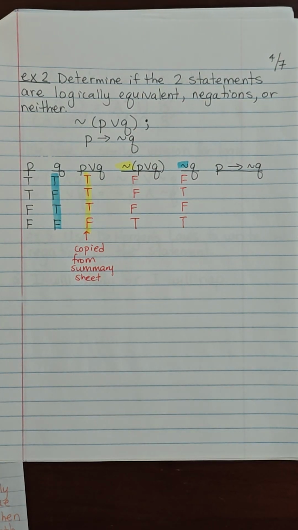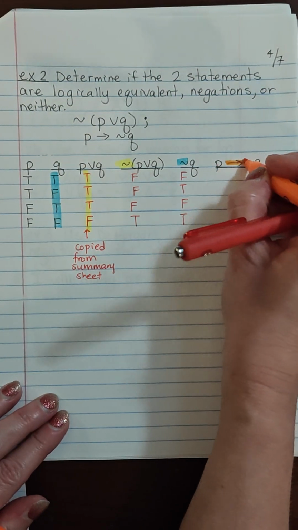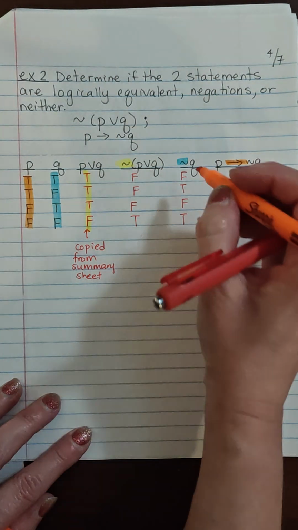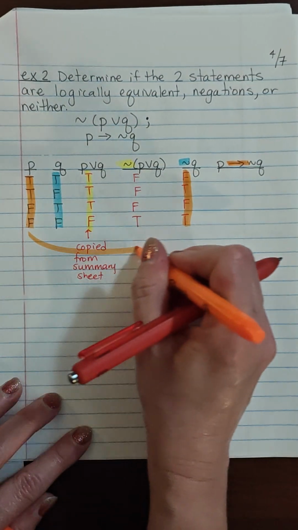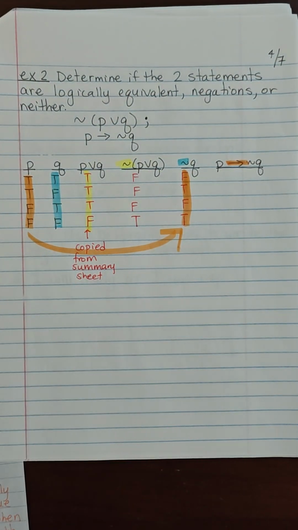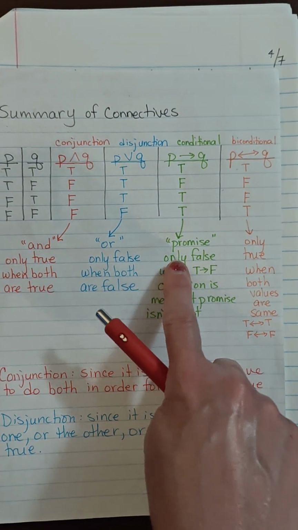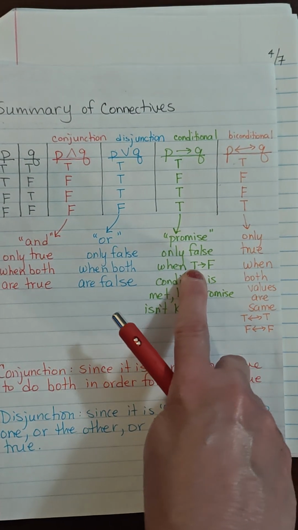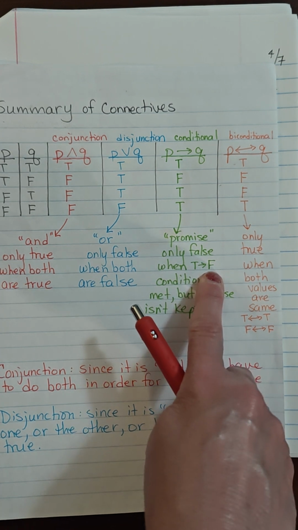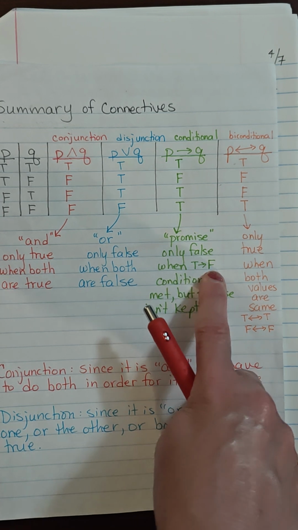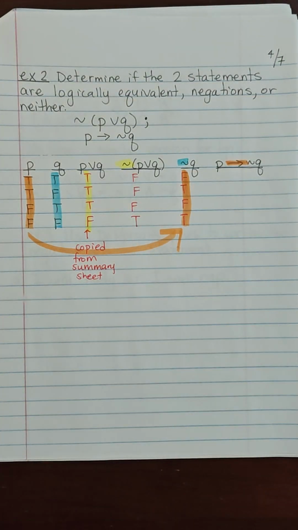And then last up, we have this conditional statement, this if-then. It's going from P to not Q. Remember, these are directional, so the direction is very important for these. All right, this is the conditional. It is a promise. It is only false when this thing happens and then you don't follow through, when the promise is broken. Only false when it goes from true to false in that direction.